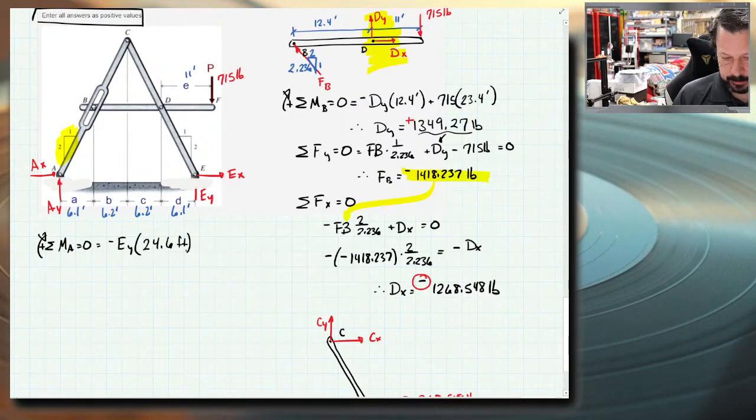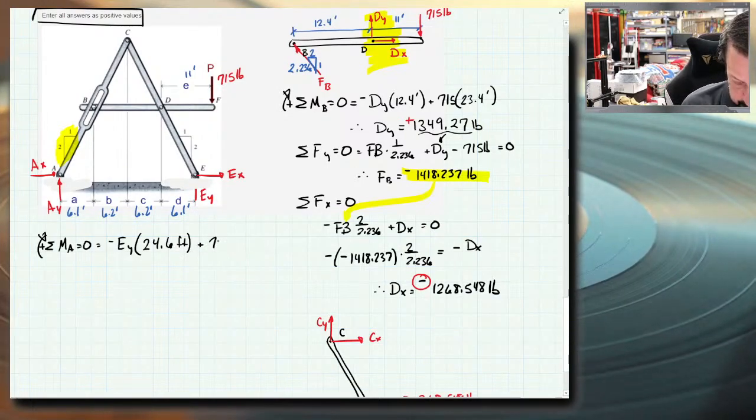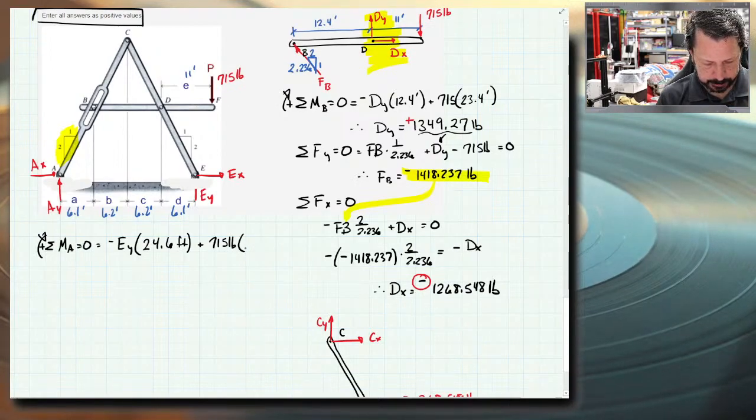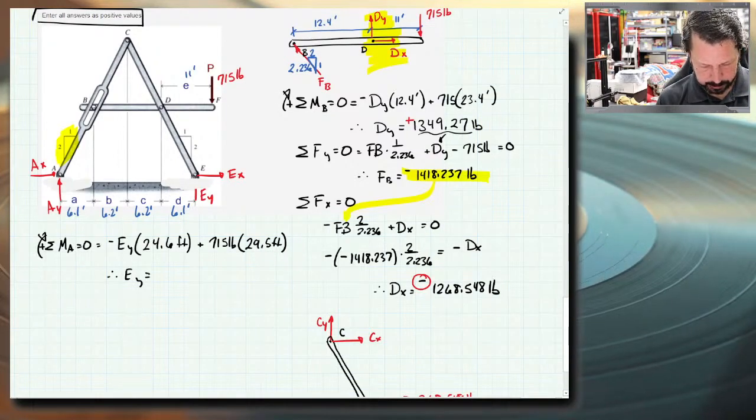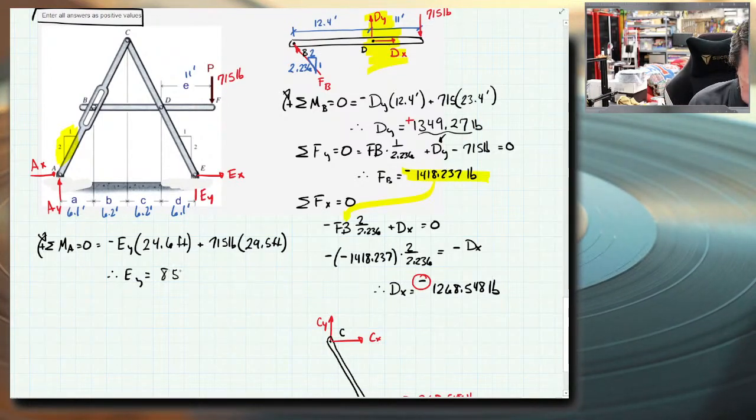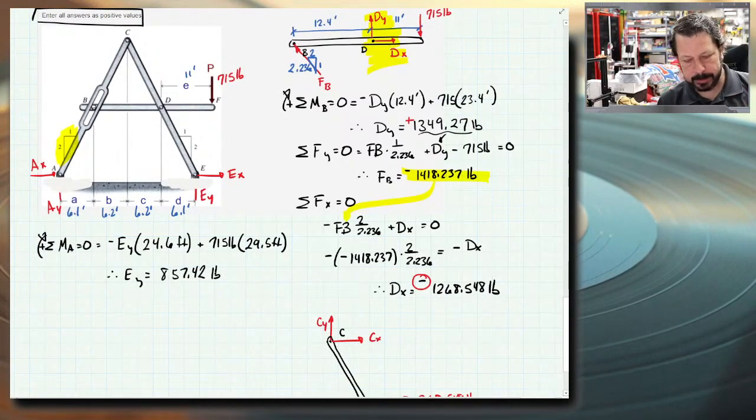And then the 750 pounds, so plus 715 pounds, plus 6.1 plus 6.2 plus 6.2 plus 11, 29.5. And solve for EY this way. So therefore EY equals 715 times that 29.5 divided by 24.6, 857.42 pounds. And it does come out positive.